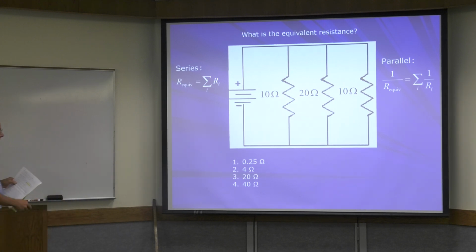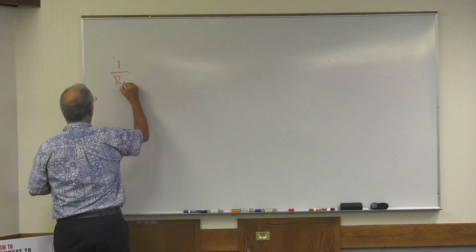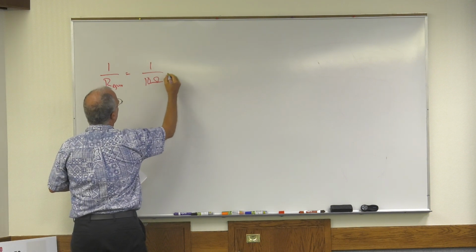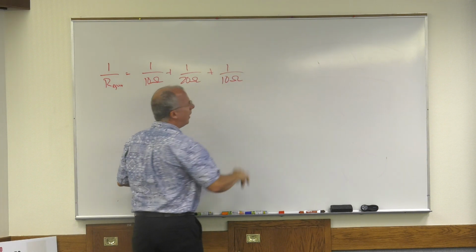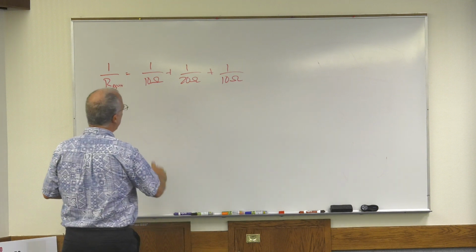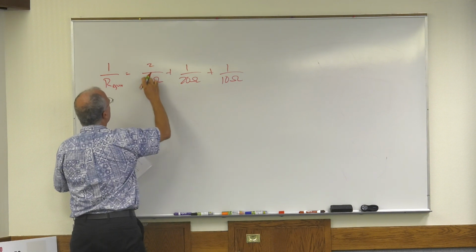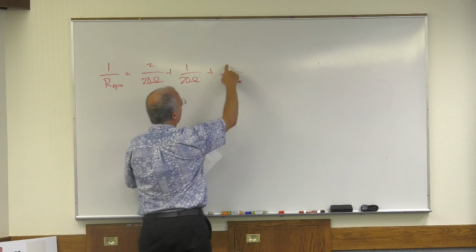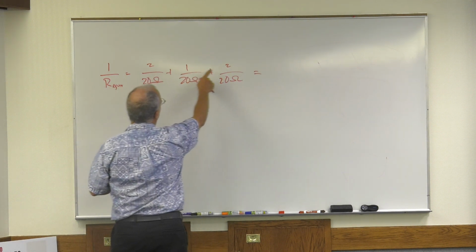All right, I assume you've done this. I sure hope so. Okay, so I'll show you how to do it. So 1 over R equivalent equals 1 over 10 plus 1 over 20 plus, hey, we can do this, we don't need a calculator, right? This is awesome. So we want to get common denominators. So multiply this by 2 over 2. This becomes a 2. This becomes a 20. Same thing here. Multiply top and bottom by 2 over 2, right? So this becomes a 2. This becomes a 20. So we have 2 plus 1 plus 2 is 5.